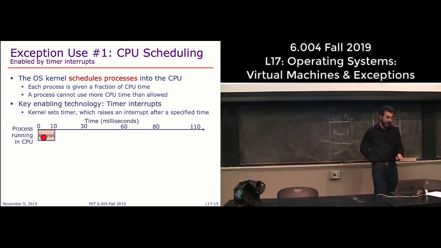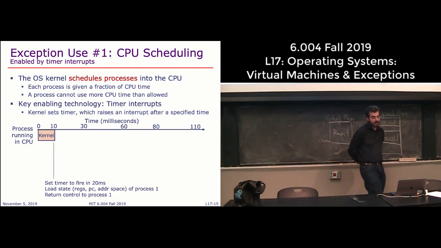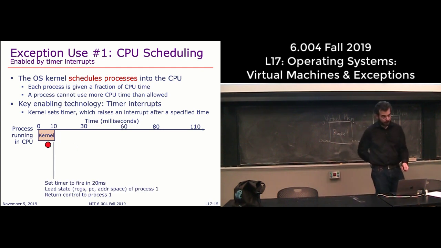So initially, you have the kernel. It's running on the CPU, and at some point, the kernel decides that it wants to give the CPU to some user process. So what it does is it sets the timer to fire at some future time. In this case, it sets a timeout of 20 milliseconds. So now we're at millisecond 10. At 30 milliseconds, we'll get a timer interrupt.